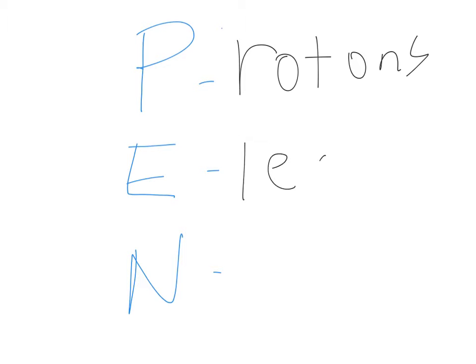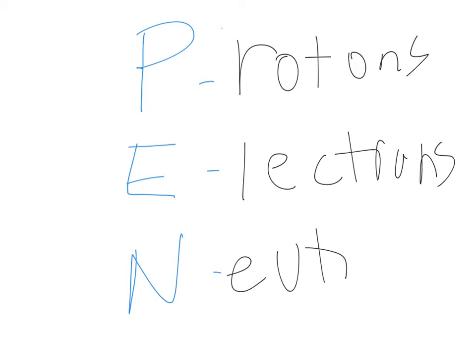The way that I remember this the best is through P-E-N, pen. Our first subatomic part starts with a P, and that is our protons. Our second part is our electrons. And the third part is neutrons.